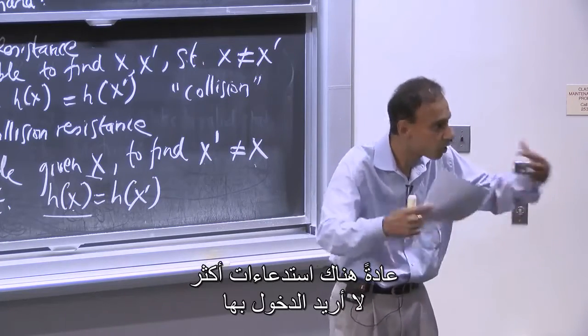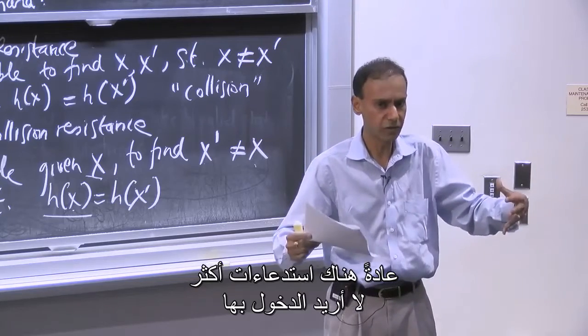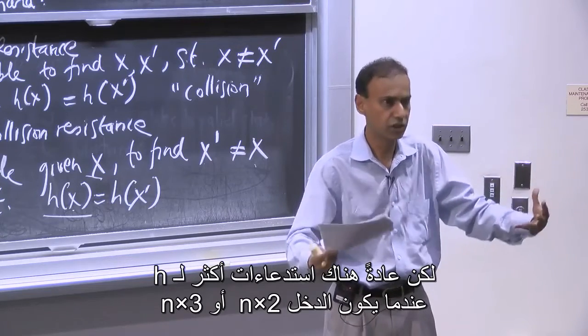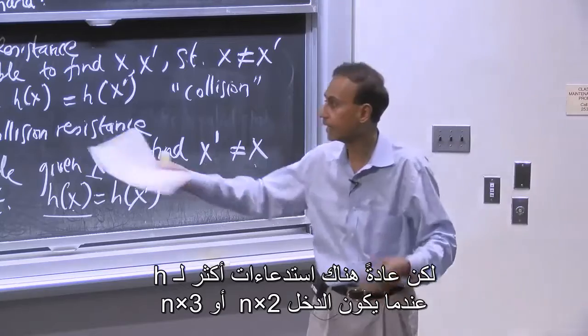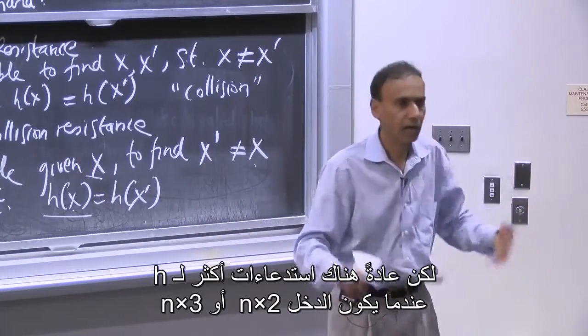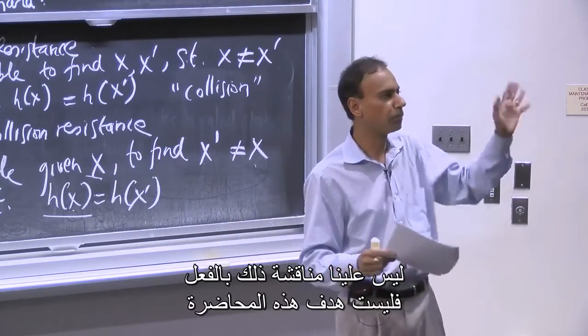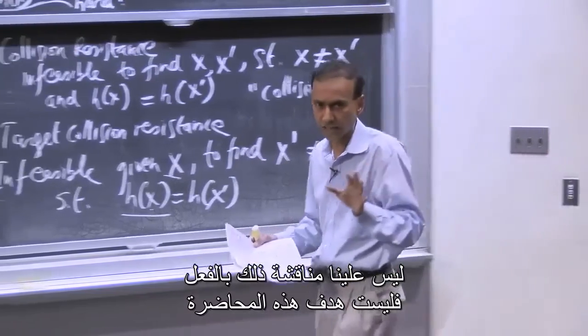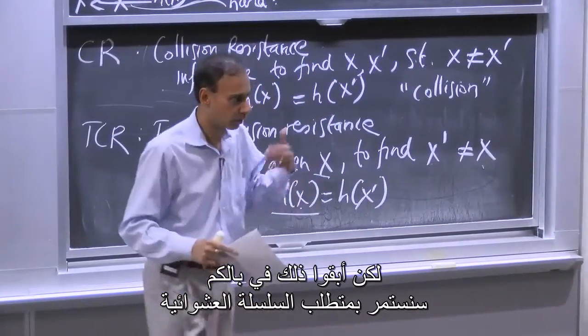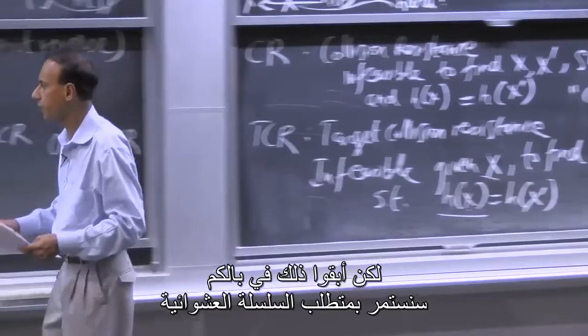So there's typically more invocations of h when the input would be 2 times n or 3 times n, right? I don't really want to get into it, so we don't really need to go there for the purposes of this lecture, but keep that in mind. So we'll still stick with our arbitrary string requirement.